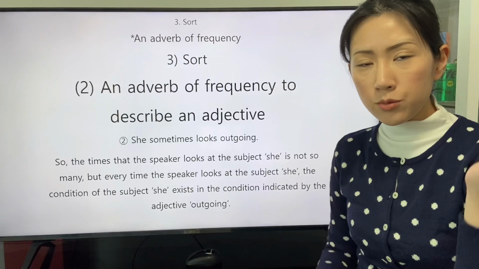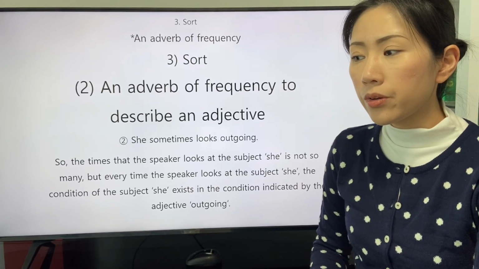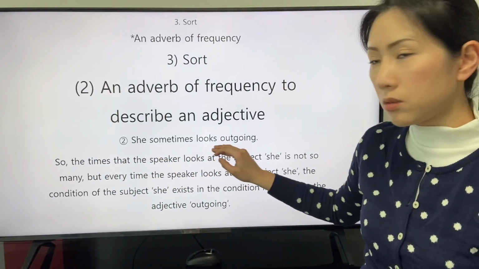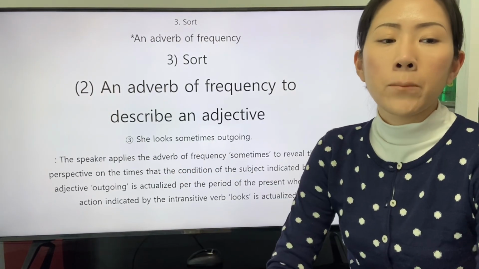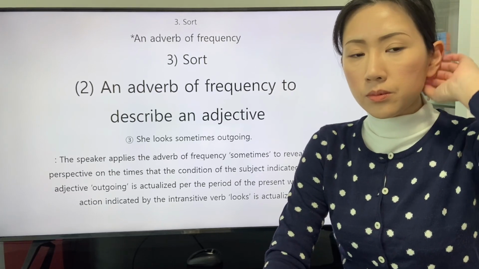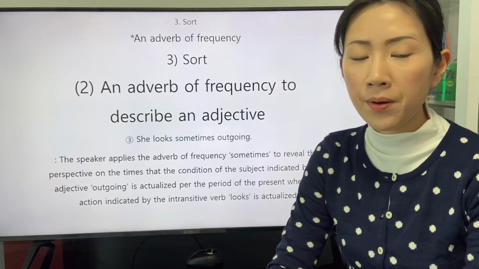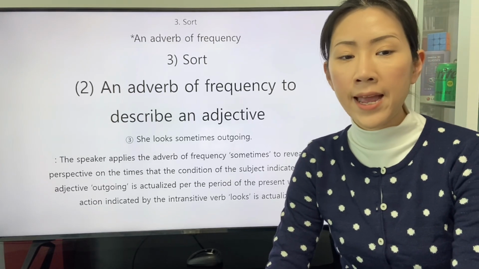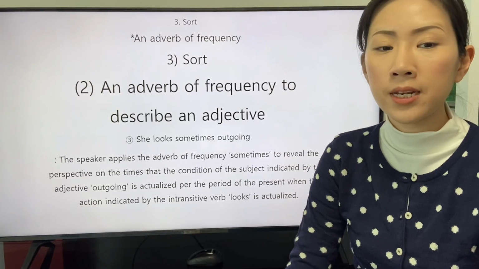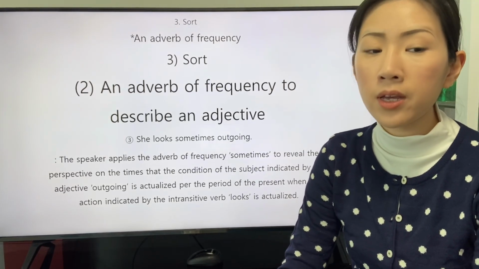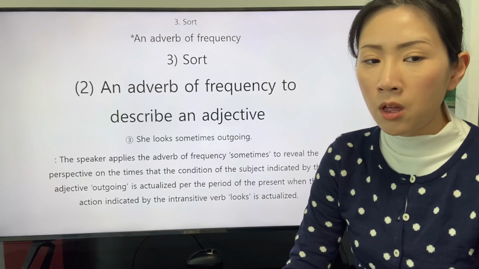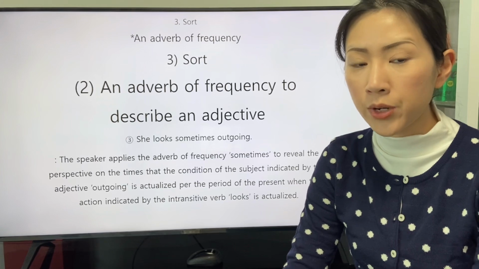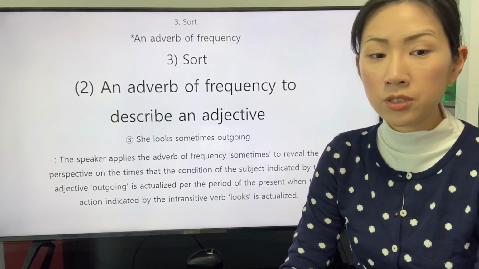This clause describes the condition of the subject. The speaker applies the adverb of frequency sometimes to reveal the perspective on the times that the condition of the subject indicated by the adjective outgoing is actualized per the period of the present when the action indicated by the intransitive verb looks is actualized.